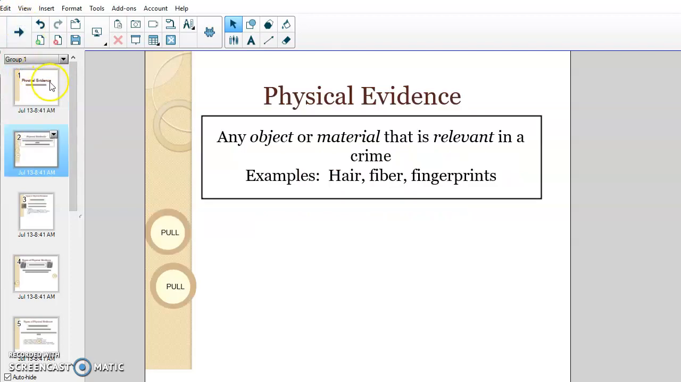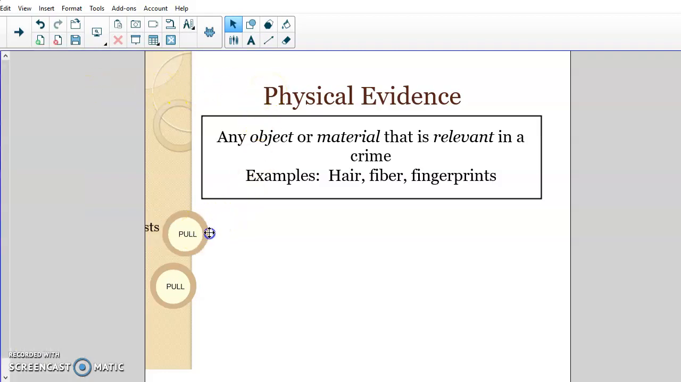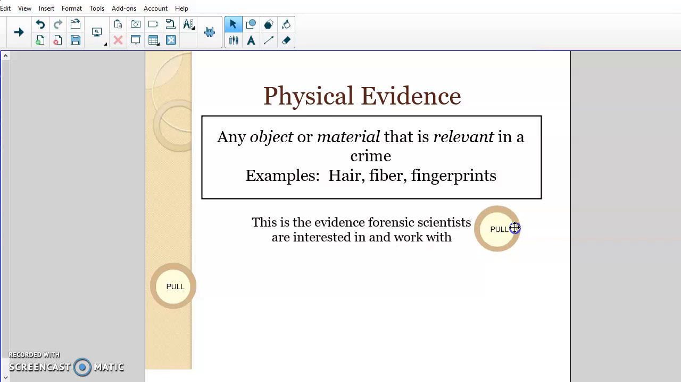So physical evidence, again, is any object or material that's relevant in a crime. Okay, so it has to be something that's relevant to the crime. Examples: hair, fibers, and fingerprints. There's way more. This is the evidence that forensic scientists are interested in and work with.